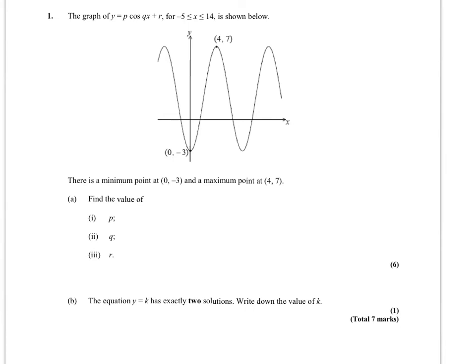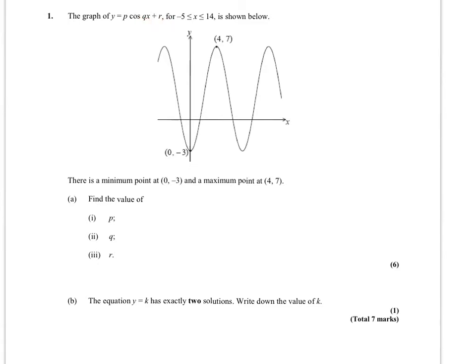Okay, so the easiest way to kind of gain some understanding of this is to look at some problems. So it gives us the generic form of this cosine graph, and it gives us the graph, and it tells us that there's this minimum at (0, -3), and this maximum at (4, 7). We're going to assume that this whole graph is in radians because they didn't say degrees. There's no degree symbols, so we're assuming radians. And it asks us to find P, Q, and R.